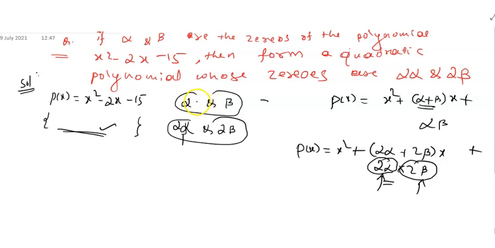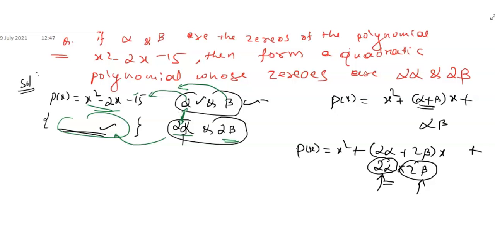In order to find out 2 alpha and 2 beta, how are you going to get? First we have to find out alpha and beta. So here we can find out alpha and beta with this polynomial. Why? Because alpha and beta are the zeros of this polynomial. If alpha and beta are the zeros of this polynomial, then 2 alpha and 2 beta are the zeros of this polynomial. Then there is a link between these zeros. That means he is saying the double of those zeros.